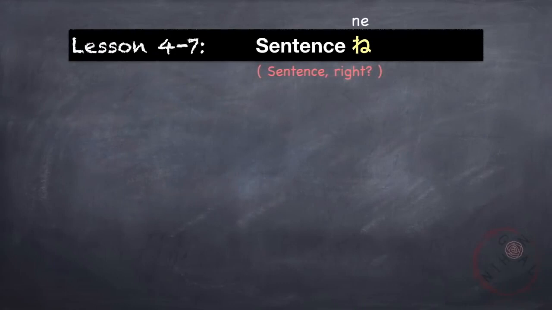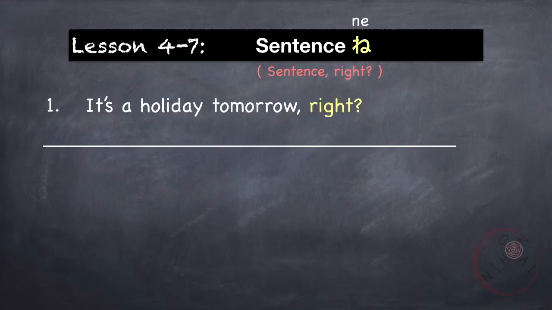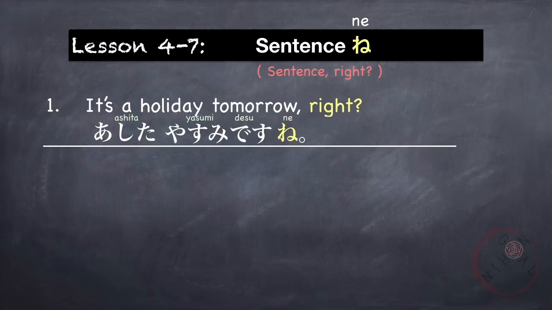And lastly, the particle ね at the end of a sentence, which means something something, right? So this is used to confirm something. For example, it's a holiday tomorrow, right? Tomorrow is 明日。明日休みです。It's a holiday tomorrow. If you wanna confirm it or say, right? 明日休みですね。You can answer this by saying, そうです。That's right.